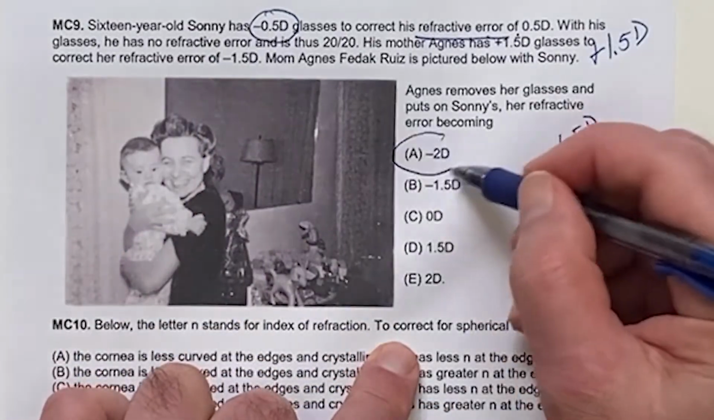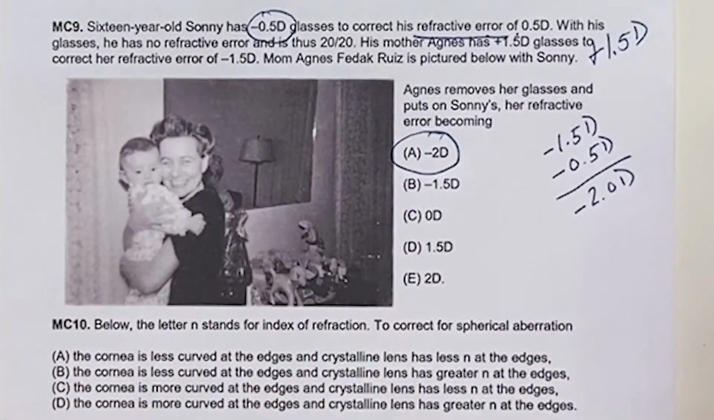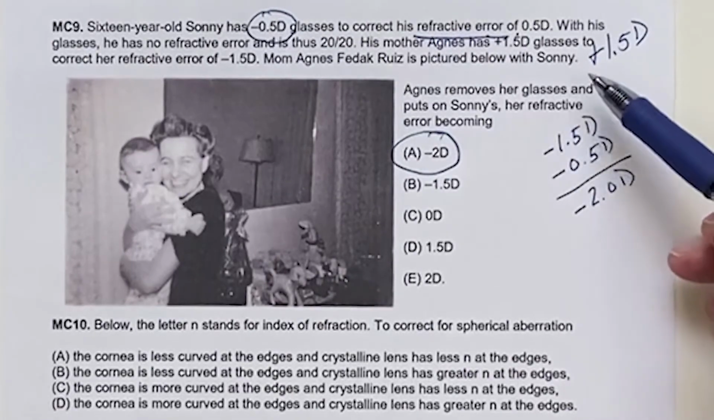A -2 diopter error, and when she put those glasses on, she flipped out and said that I really had bad vision, and in reality, she had worse vision.